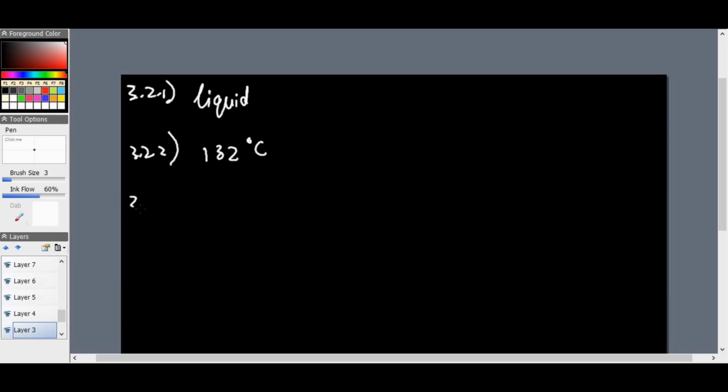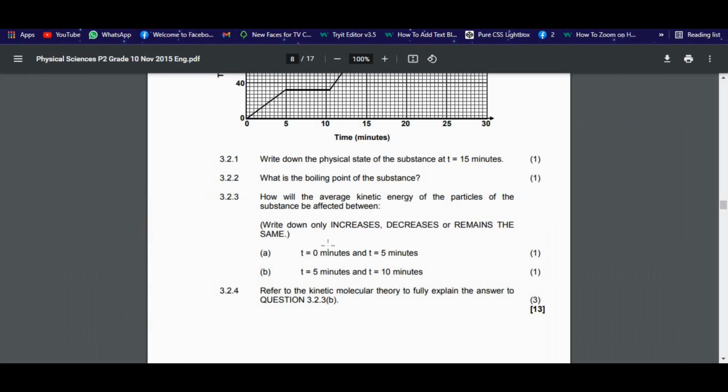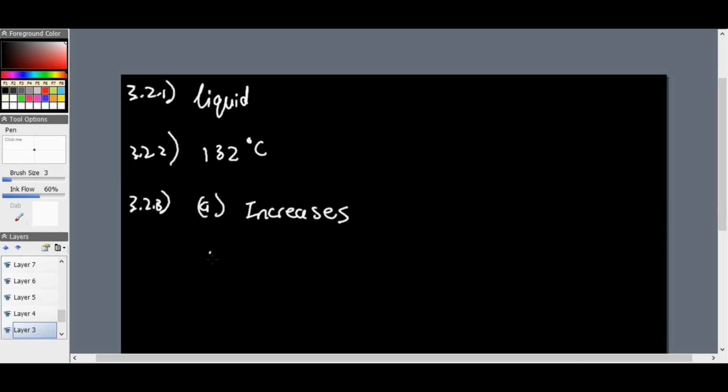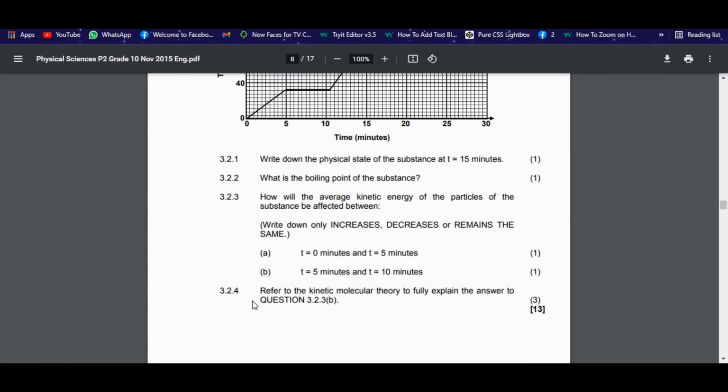So for 3.2.3a, we know that's definitely increase. We only have to write down increase. Or is it increases? Yes, increases. Make sure you stick with what they want you to write. Don't write increasing. They might mark it wrong. People can be funny sometimes.